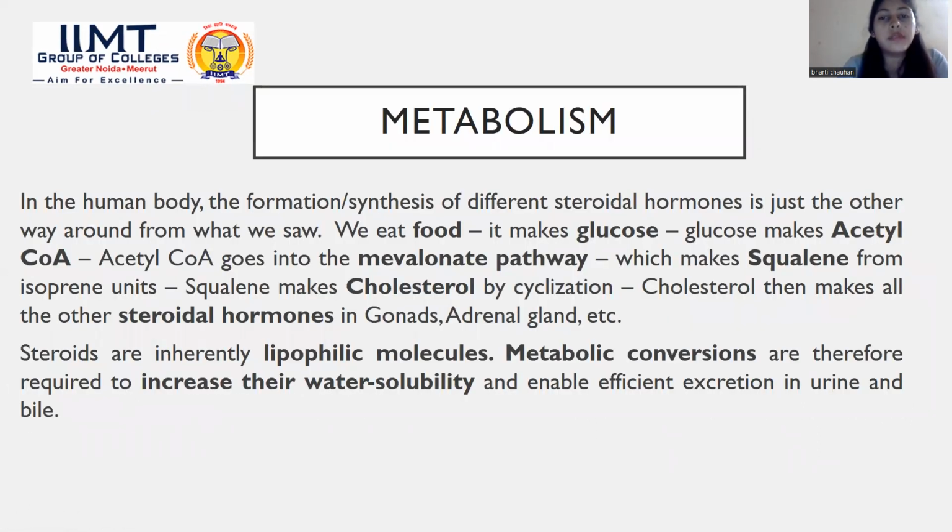Next and the last topic of today's lecture is metabolism. In the human body, the synthesis of different steroidal hormones is just the other way around from what we saw. We eat food, it makes glucose. Glucose makes acetyl coenzyme A. Acetyl coenzyme A goes into the mevalonate pathway, which makes squalene, and from squalene it makes cholesterol. By cyclization, it forms other steroidal hormones in the gonads or adrenal glands. Basically, steroids are inherently lipophilic molecules, and metabolic conversions are therefore required to increase their water solubility and enable efficient excretion in urine and bile.